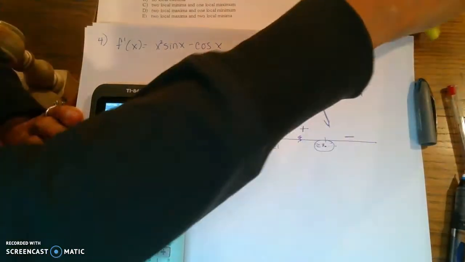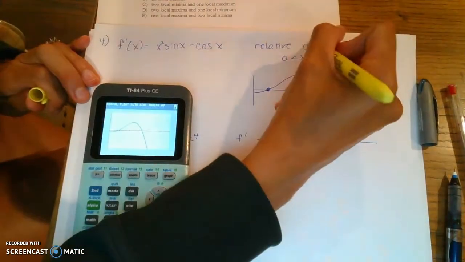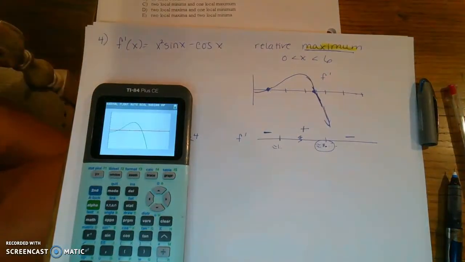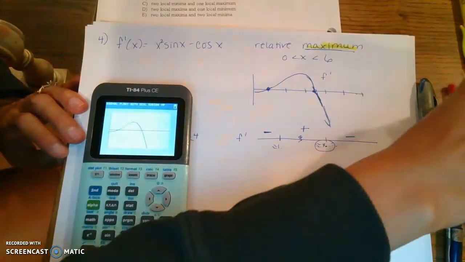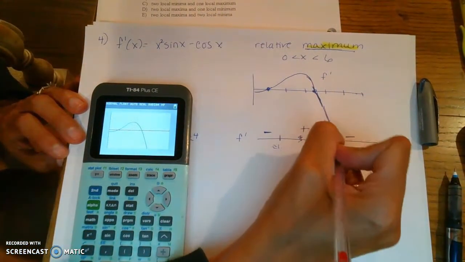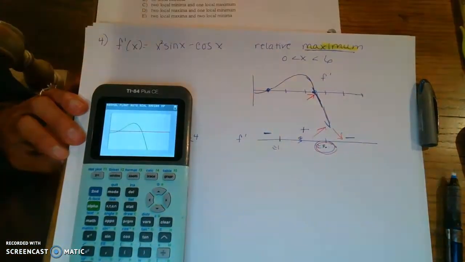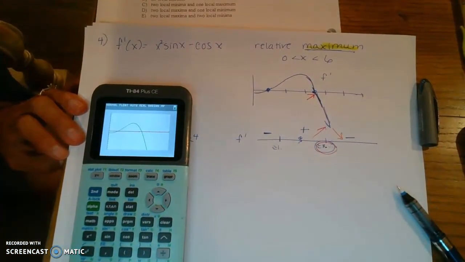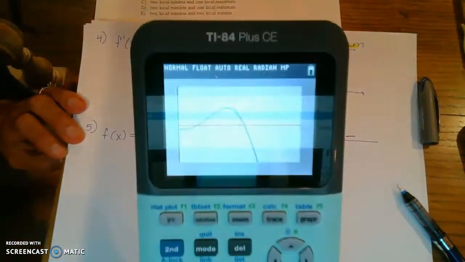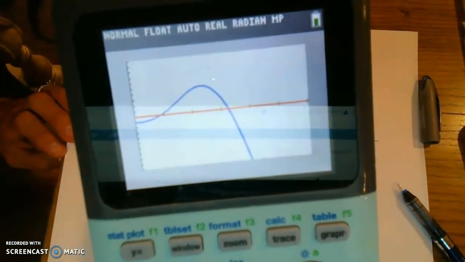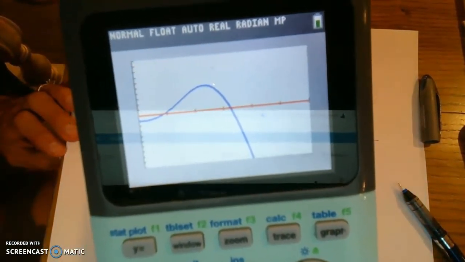And they were asking for a maximum. So you know a maximum occurs when your first derivative equals 0 and there's a sign change from plus to minus. So I've now decided that this point here is my relative max. What you notice on my calculator, if you can see, is I have a red line highlighting that x-axis.